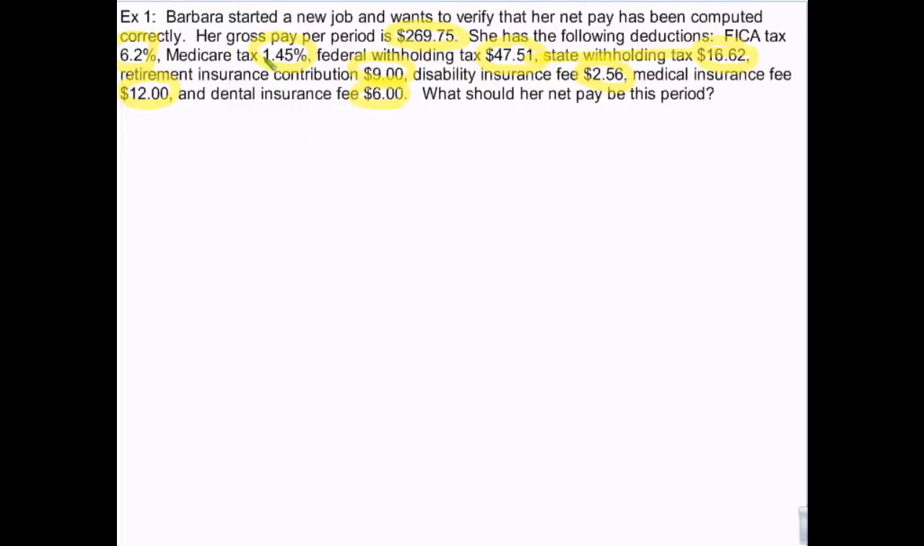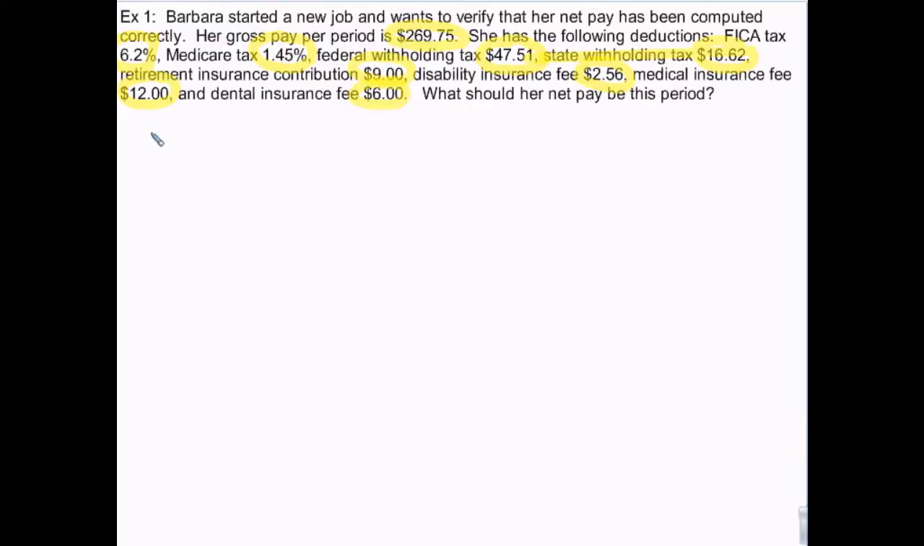We have two percentages, 6.2. I'm sorry, I lied. FICA is not your federal tax. That's your Social Security. You have 6.2% and 1.45%. And that's of your gross pay.